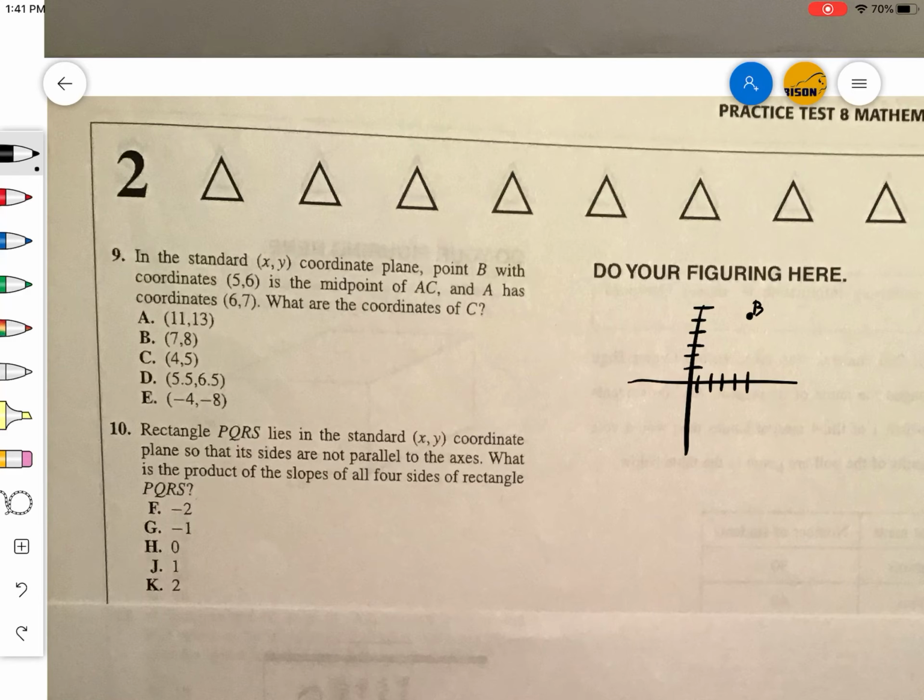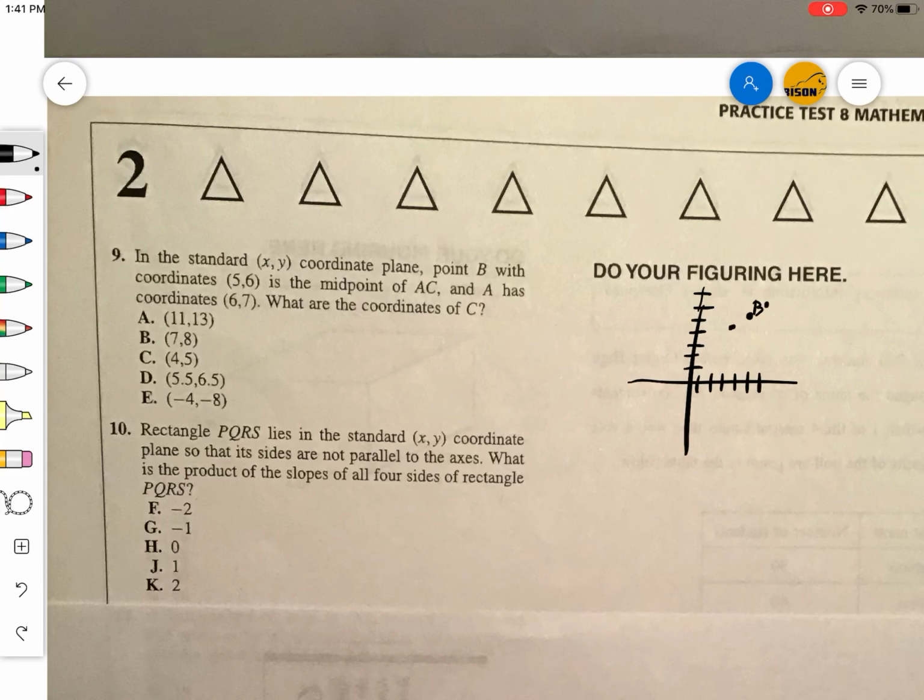And it's the midpoint of AC. So A is at 6, 7. Remember that B was 5, 6. So A is up here at 6, 7. If B is the midpoint, that must mean C is on the other side of it, down here.